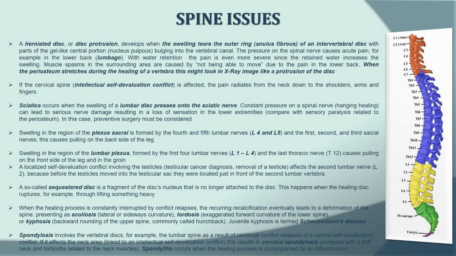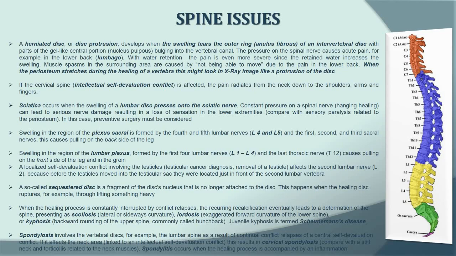Swelling in the region of the sacral plexus, which is formed by the 4th and 5th lumbar nerves, so L4 and L5, and the 1st, 2nd and 3rd sacral nerves, causes pulling on the back side of your leg. Swelling in the region of the lumbar plexus, formed by the first 4 lumbar nerves, so L1 to L4, and the last thoracic nerve, T12, causes pulling on the front side of the leg and in your groin. A localized self-devaluation conflict involving the testicles, such as a testicular cancer diagnosis or removal of a testicle, affects the 2nd lumbar nerve, L2, because before the testicles moved into the testicular sac, they were located just in front of the 2nd lumbar vertebra.